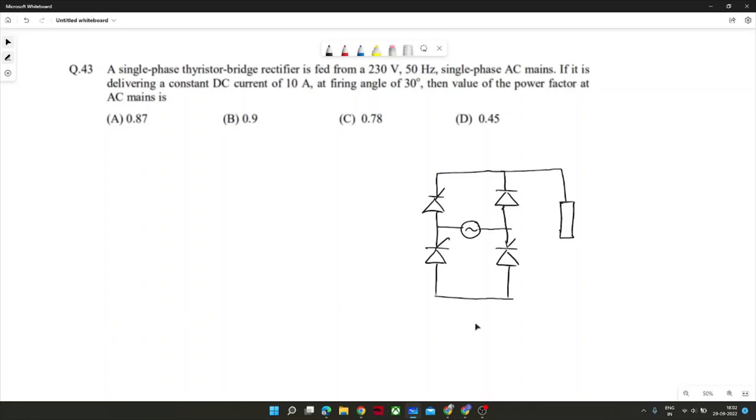My screen is not visible. This whiteboard, what are you seeing now?